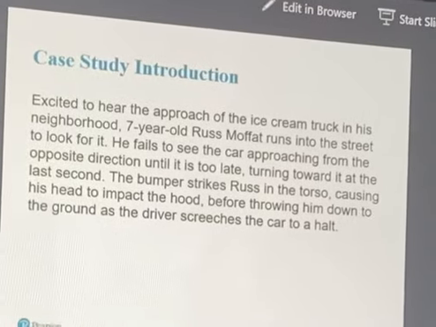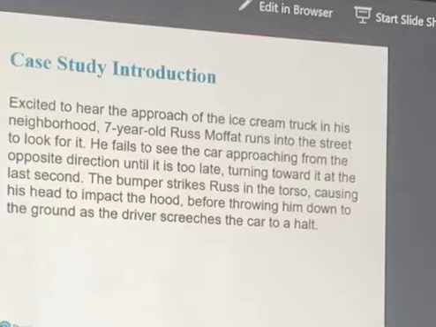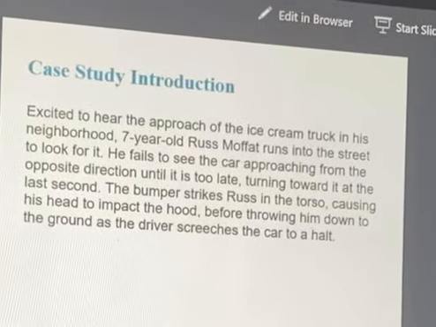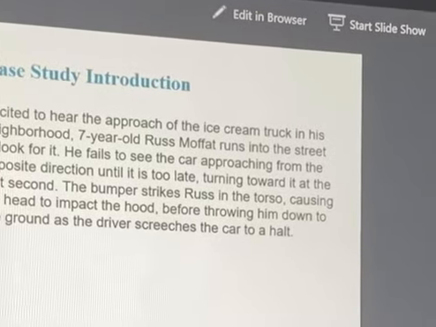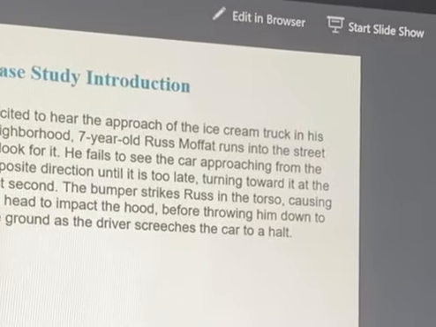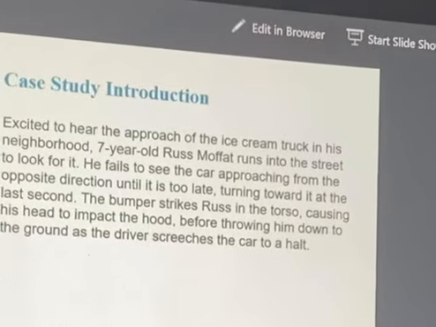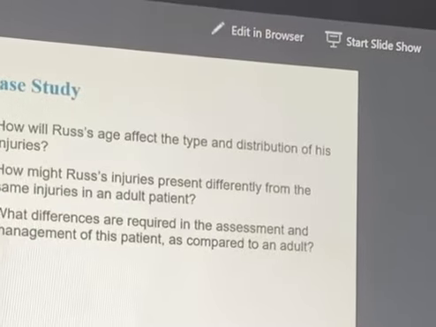Our case study: excited to hear the approach of the ice cream truck in his neighborhood, 7-year-old Russ runs to the street to look for it. He fails to see the car approaching from the opposite direction until it's too late. Turning towards it at the last second, the bumper strikes Russ in the torso, causing his head to impact the hood before throwing him down to the ground as the driver screeches the car to a halt.